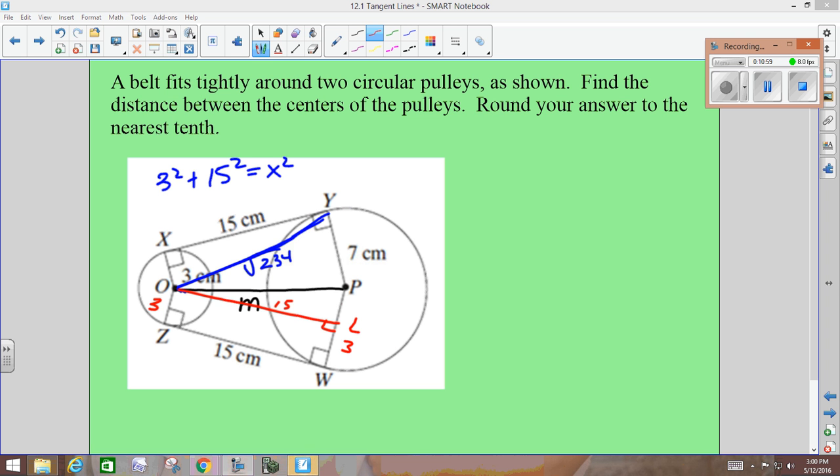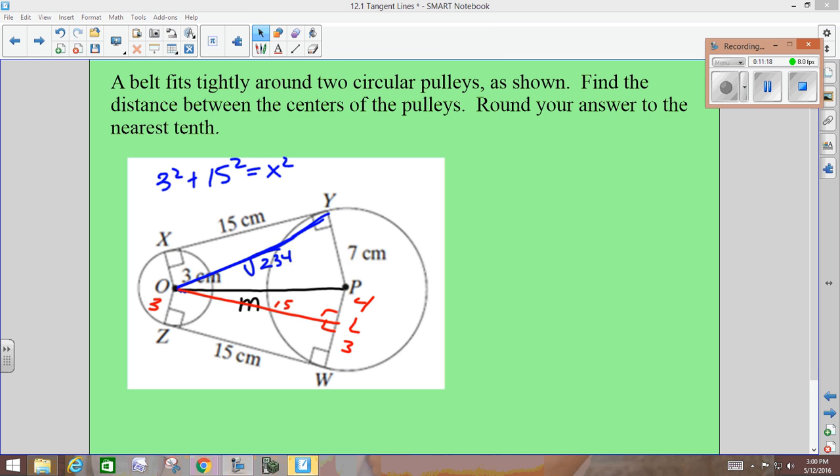Would we figure out any other length from that? LP, what's LP going to be? Good. LP is going to be 4 because PY is 7. That's a radius. PW has to be 7. Lens, if this angle is 90, the one adjacent to it has to be what?